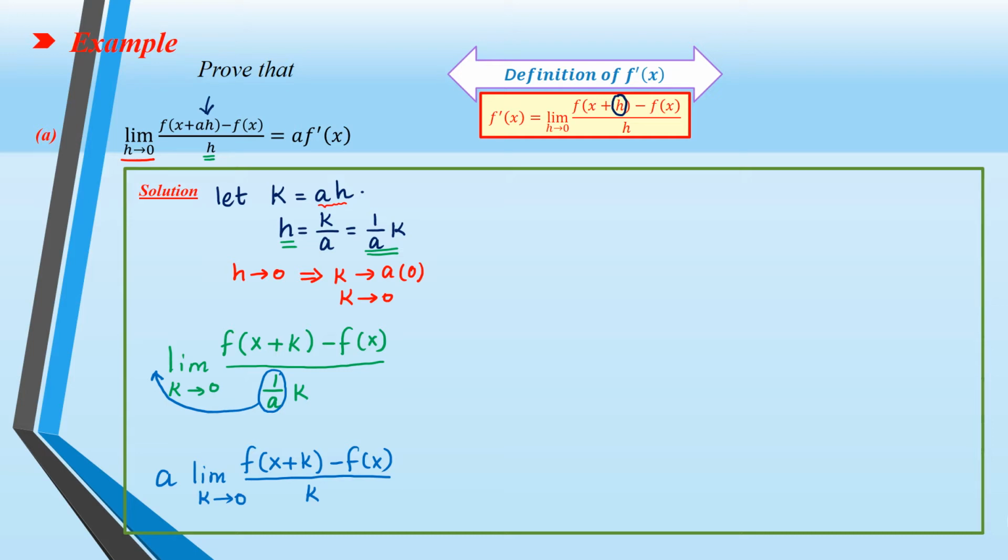And exactly, this is the definition of the first derivative. We have the same as this definition. If you replace k by h, you will get the first derivative. So this is equal to a f prime of x. For the other parts, you have to use this fact to solve the remaining parts.